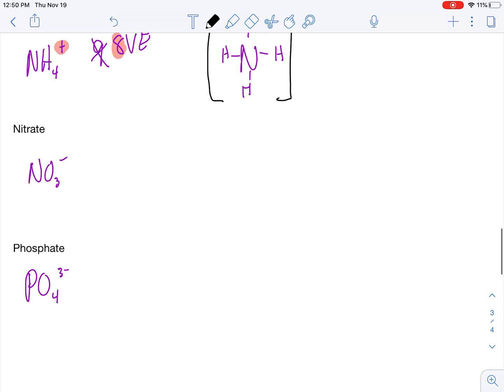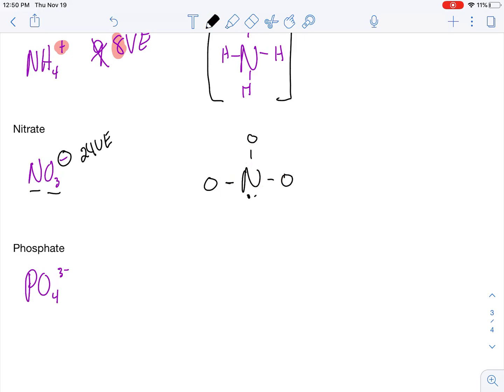Let's do nitrate. So nitrate, we have 5, 6, 6, and 6 times 3, so that's a total of 24 electrons to work with. Now, nitrogen is going to go in the middle, and I'm going to start with my 3 oxygens on the outside, like this. So I've used 2, 4, 6 valence electrons. I have a bunch more to go.